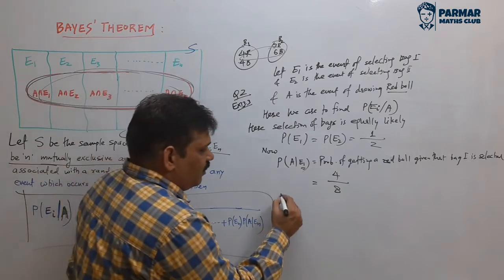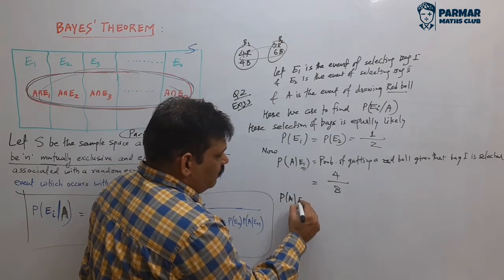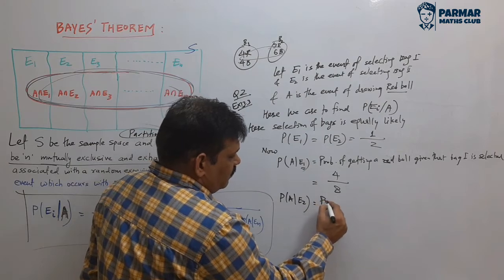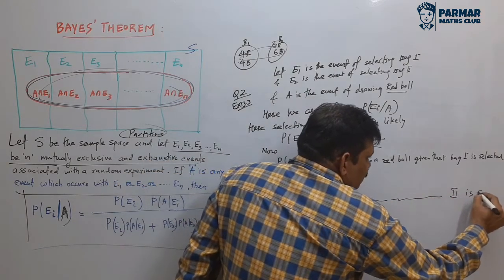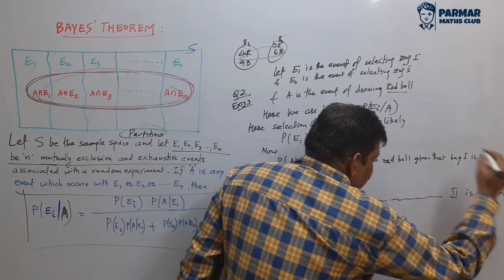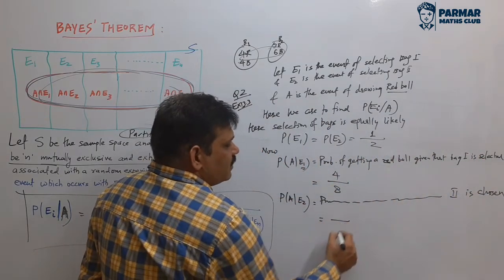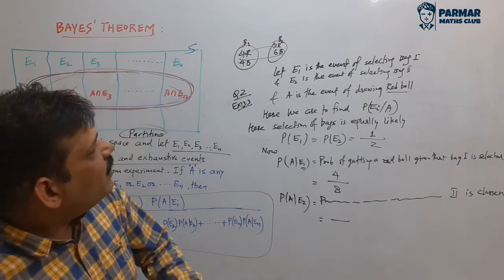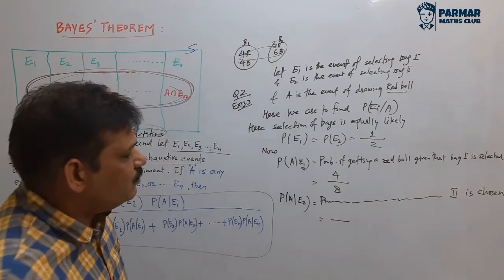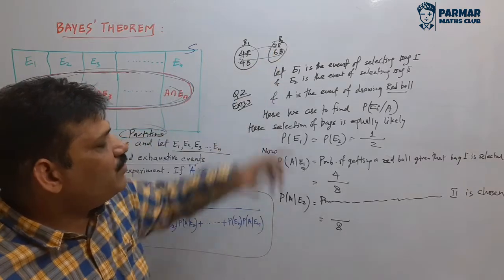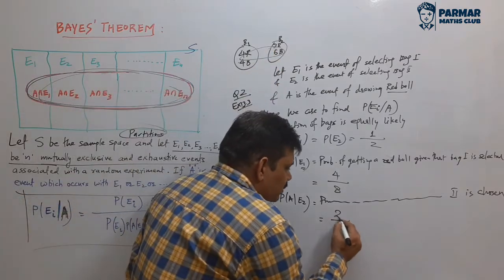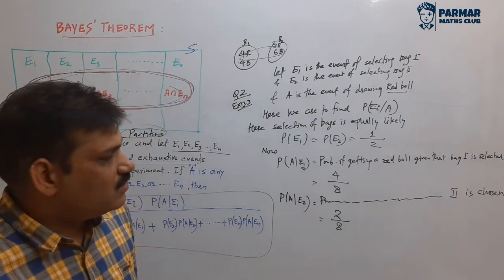Similarly, the probability of A given E2 is the probability of getting a red ball when the second bag is chosen. If the second bag is chosen, the total number of balls is 6 plus 2, that is 8. Out of these 8, how many red balls do we have? 2. Right. This is the problem.